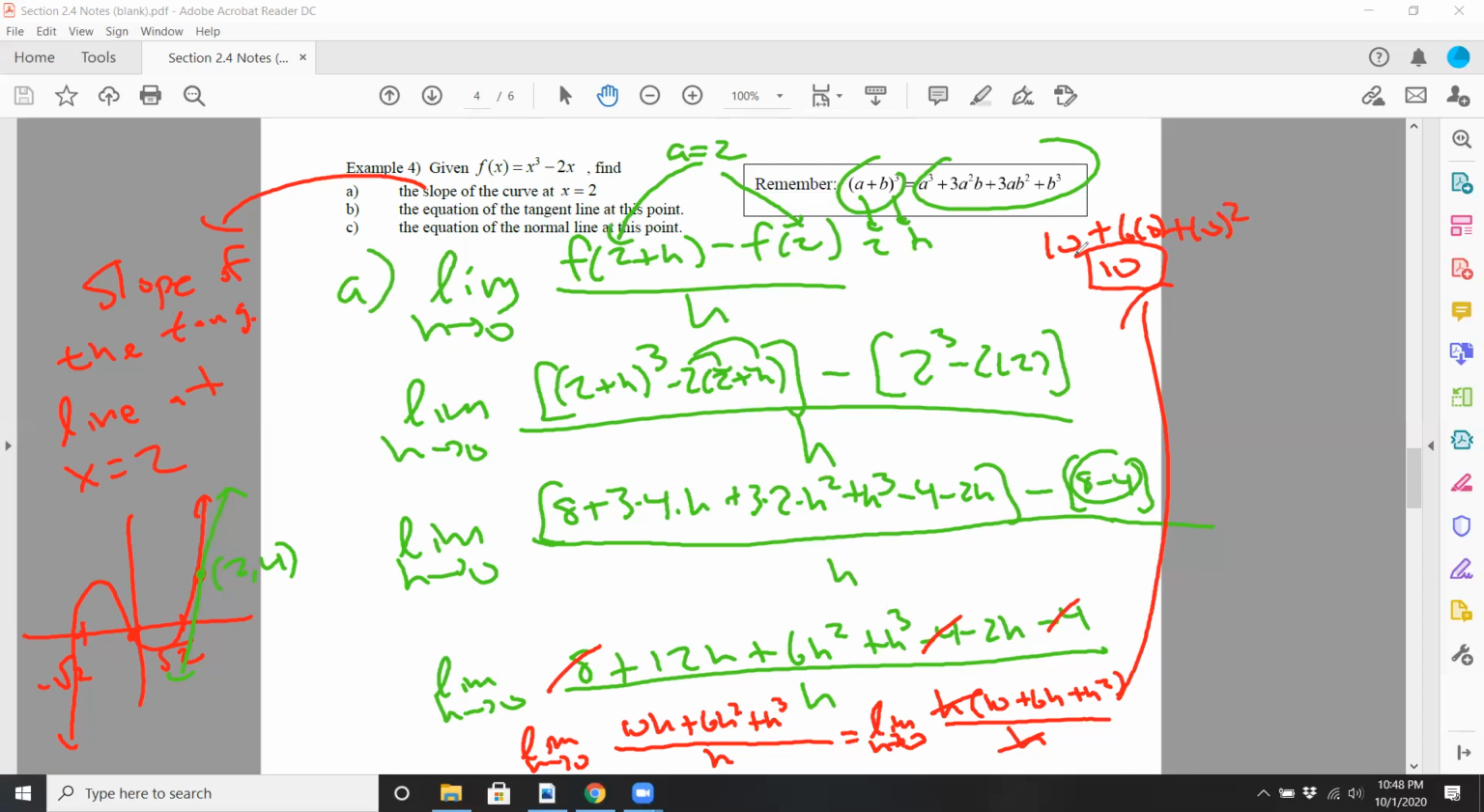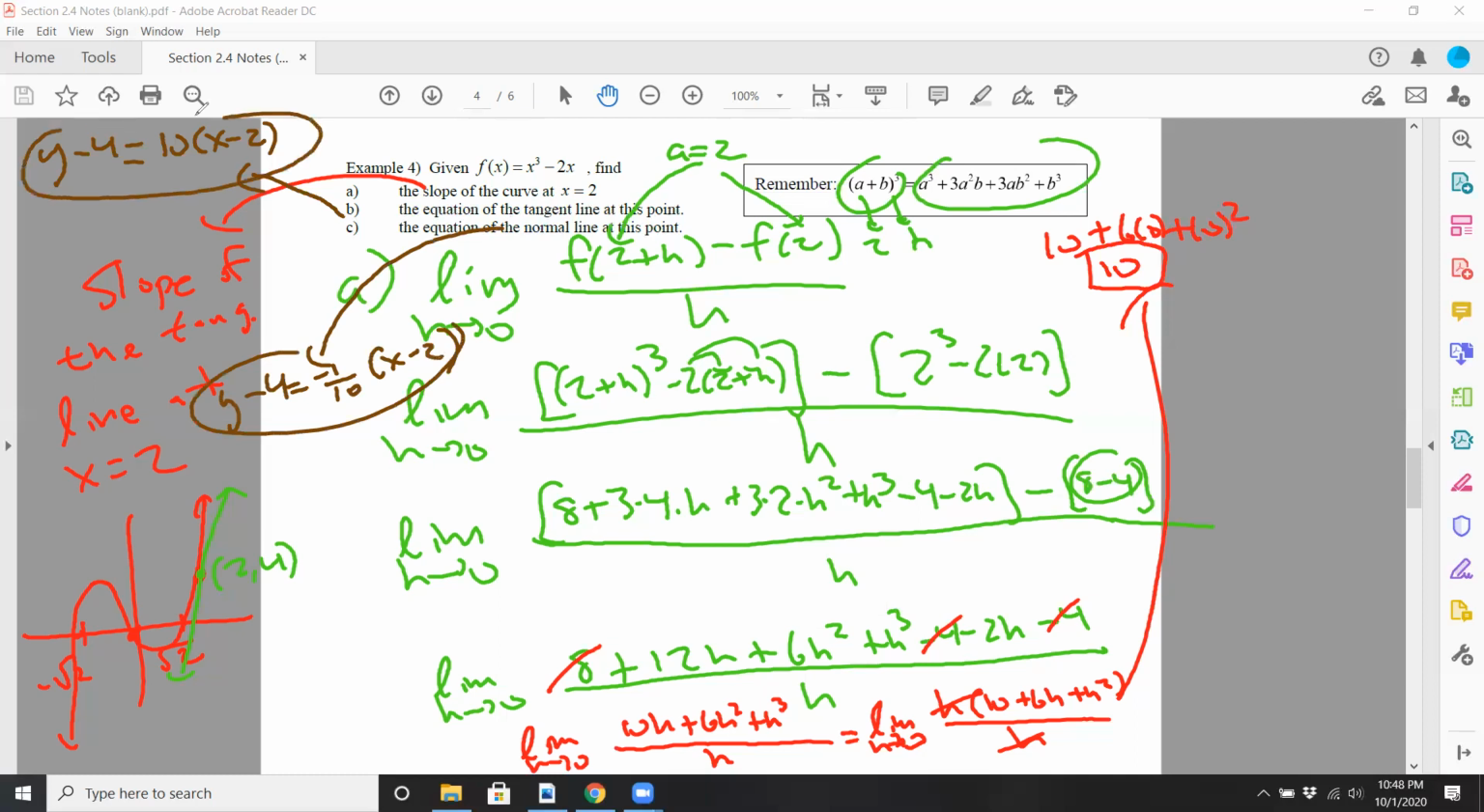Then for B and C, those should be pretty straightforward. I'll change colors. That's going to be y minus 4 equals 10 times x minus 2. Remember, x is 2, y is 4, right? The normal line, just do a negative reciprocal for the slope. y minus 4 equals negative 1/10 times x minus 2. So those are super easy. So that's what's happening for example 4.